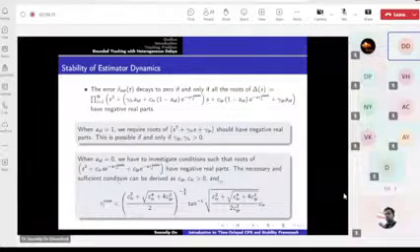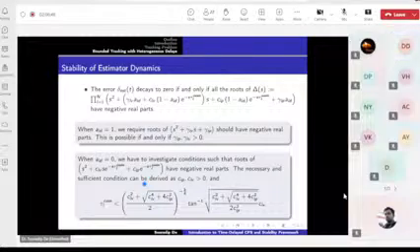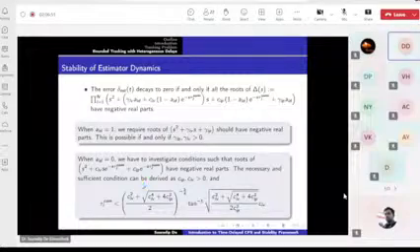And after calculation, if your communication delay is bounded by this particular term, then your estimator will be stable.